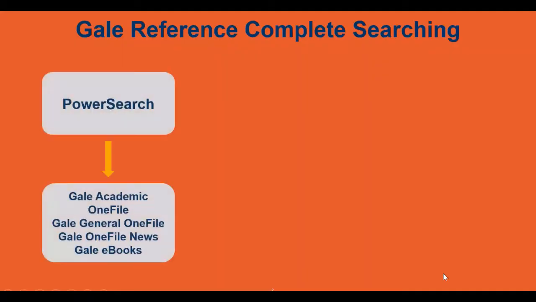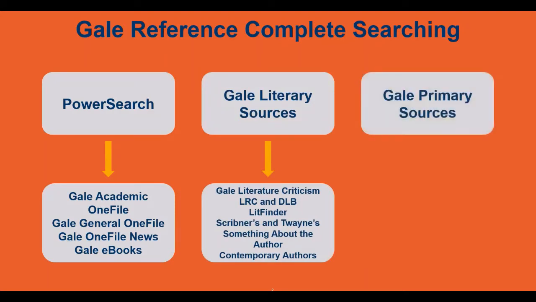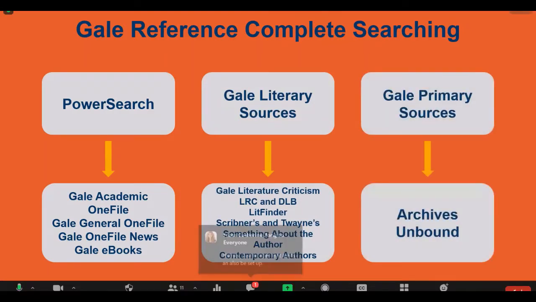So as she said, the package contains 3 core platforms. Power Search allows you to link to current periodicals and the ebooks. Then you have the Gale Literary Source platform, which allows you to cross-search all of the literary components. And then Archives Unbound, Gale Primary Sources allows you to look at Archives Unbound.